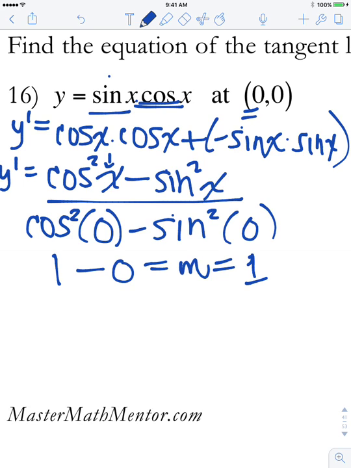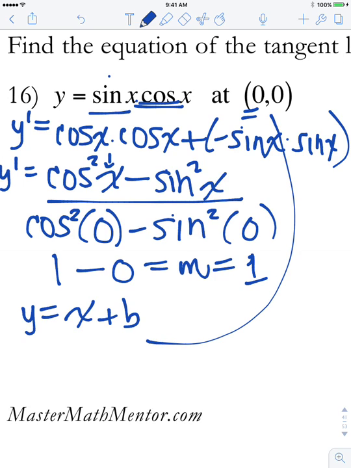And I think all of us kind of automatically go to this, okay, it's 1x plus b. But take a look at the ordered pair we're given. We're given 0, 0. We're actually given the y-intercept. We're given b, and it's 0. So your final answer, the equation of the tangent line for this graph is y equals x. Done. Okay, we're almost done here.